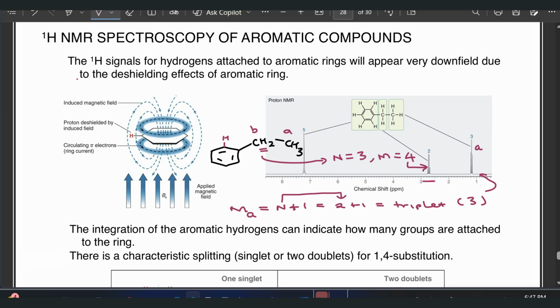That's why it shows up between 2 and 3, just like alpha carbons. And then these are phenylic or aromatic. These ones will show up at 7-ish.